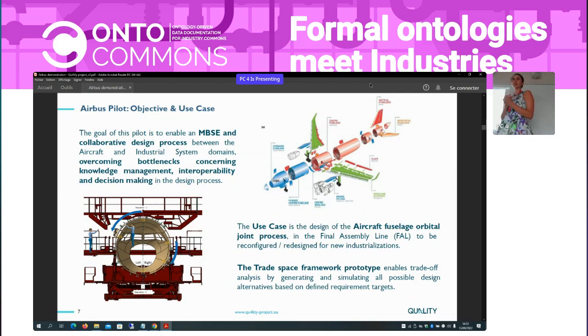It's one of our key processes in many of our lines. And the objective was to have a prototype framework of this trade space that could enable trade-offs, so that the architects can trade between different options of how to build this orbital joint process.